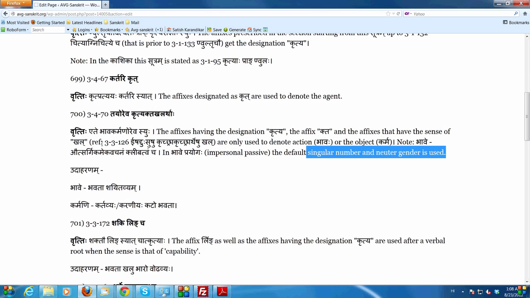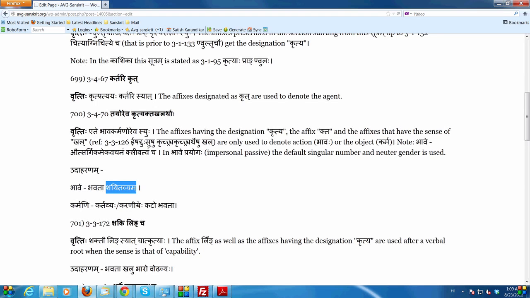So the simple meaning of the sutram is that these affixes, the kritya affixes, the kta affix, and any affix in the sense of kal, including kal, are to be used only in the passive. If it's an intransitive verb, it can be used only to convey the action itself. That's called bhave prayoga. And one thing to keep in mind of bhave prayoga, the declension has to be neuter singular. So bhavata shaitavyam. Now, if it's a sakarmaka dhatuh, you can have a karmani prayoga.